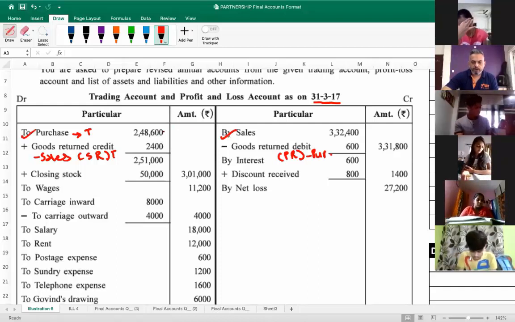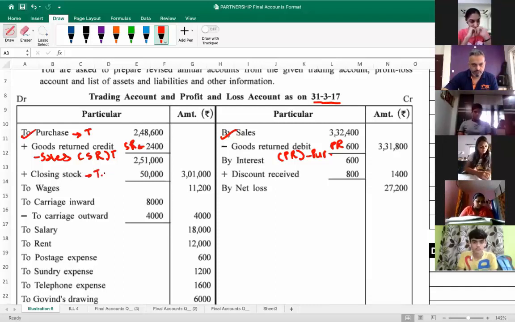So, from 2,48,600, this 600, which is purchase return, will be minus, and 2,400 is our sales return. Got it, all of you? Okay, that is why I am doing this sum. Closing stock we know. Trading account, credit side. At the same time it will also go to the balance sheet, asset.